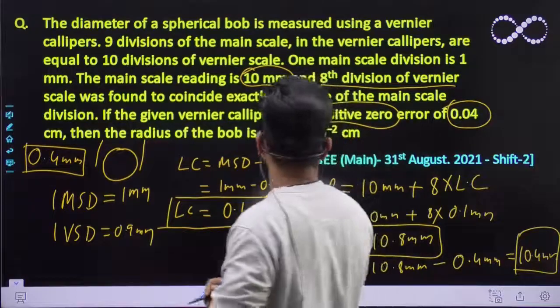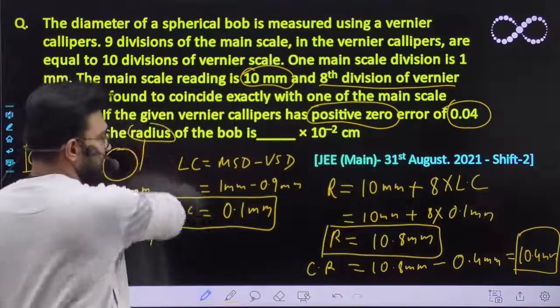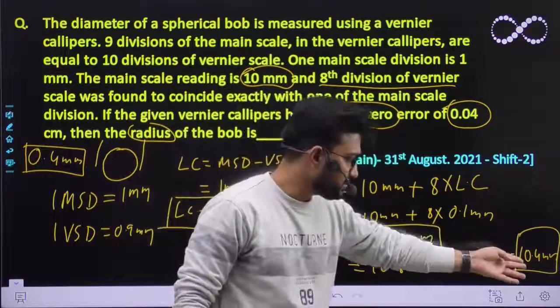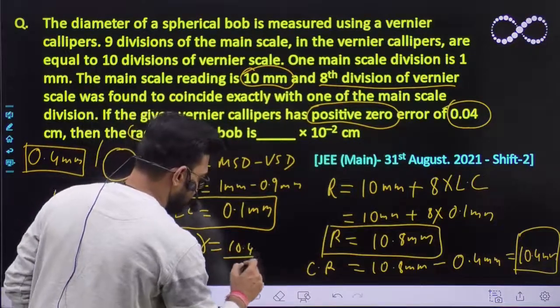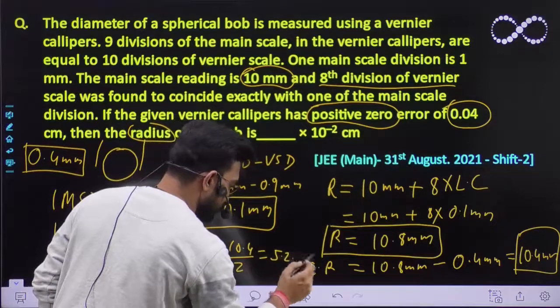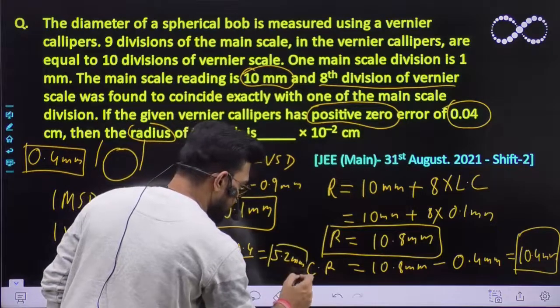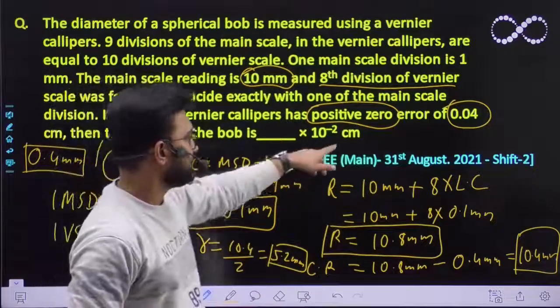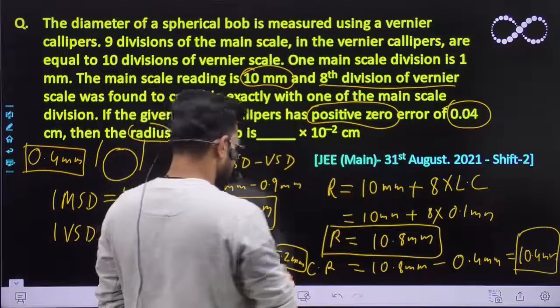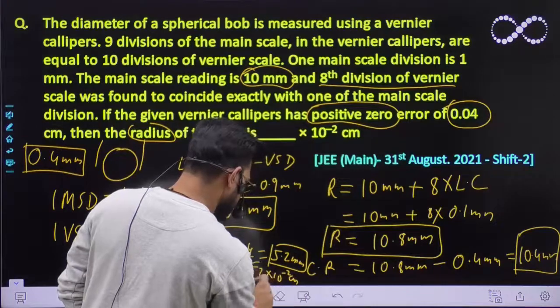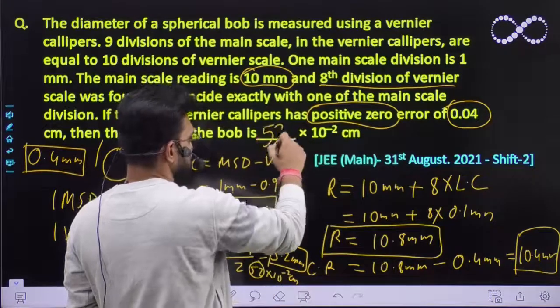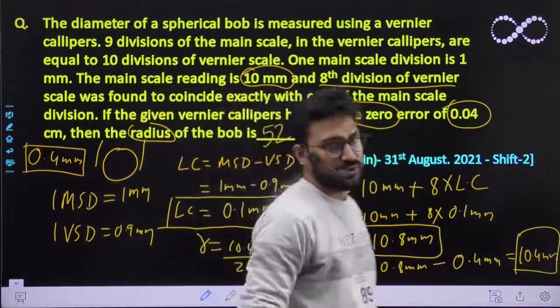Now you need to find its radius. So the radius is half the diameter, which we already know is 10.4 mm. So the radius comes out to be 10.4 divided by 2, which is 5.2 mm. Now it has to be converted into centimeter. So it would be equivalent to 52 into 10 raised to power minus 2 centimeter. So the value of this expression comes out to be 52, and this is your final answer.